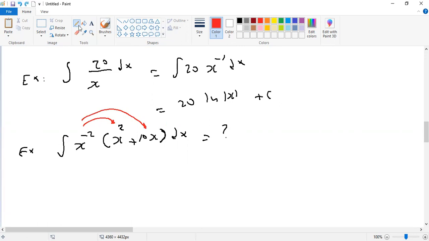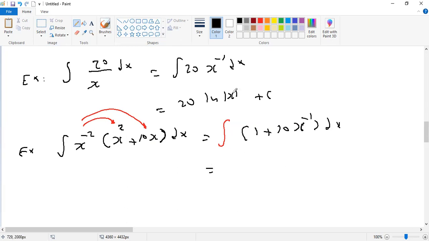Now look at the solution here. If we multiply x to the power -2 times x squared, we add the powers, so the answer is x to the power 0, I mean 1 here. So we don't write it, I write only 1 plus. Now x to the power -2 times x to the power 1, so it will be 10, and here 1 plus -2 will be -1. So the power is x to the power -1 dx.